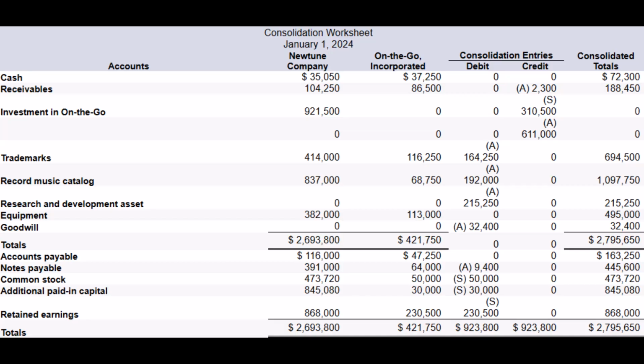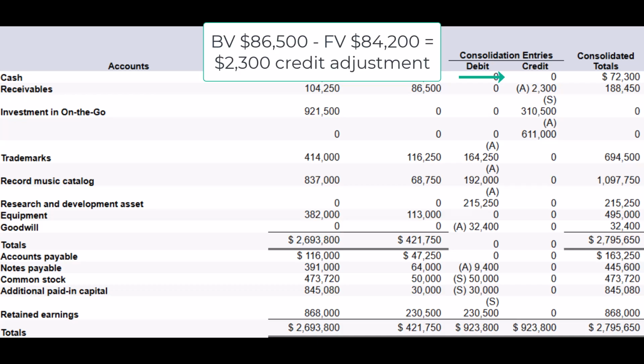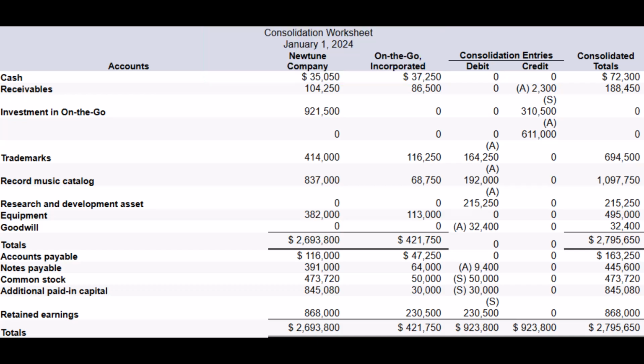We debit the record music catalog, the new R&D asset, and the goodwill we calculated earlier. We have a small credit to receivables because their book value was slightly higher than their fair value, and we have a debit to notes payable to adjust it to its lower fair value. The balancing plug for this entry is a credit of $611,000, which eliminates the rest of the investment account.